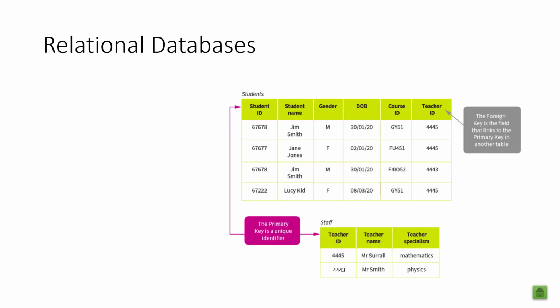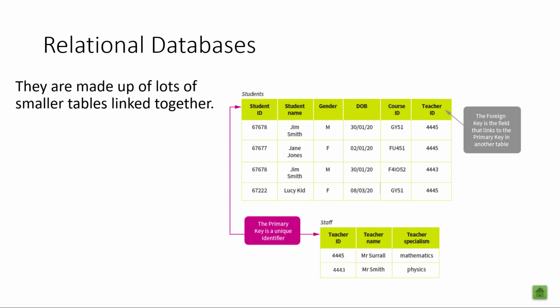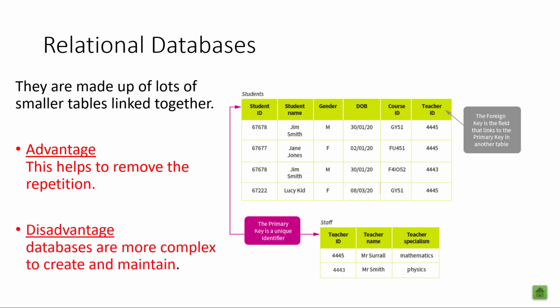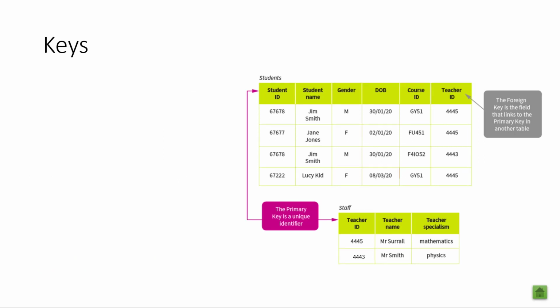So relational databases are multiple tables that are connected together using keys. And that helps us remove repetition, and it also makes things more complex, right? So you've got advantages and disadvantages, but my belief is the advantages massively outweigh the disadvantages. Now, talking about keys, we have 2 types of keys. We've got a primary key and we've got a foreign key.